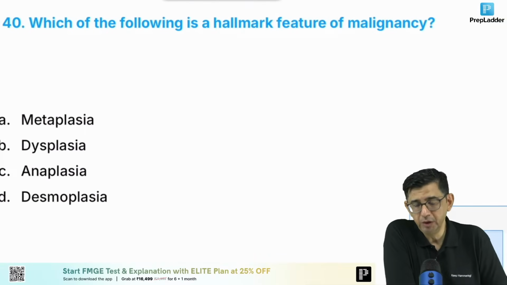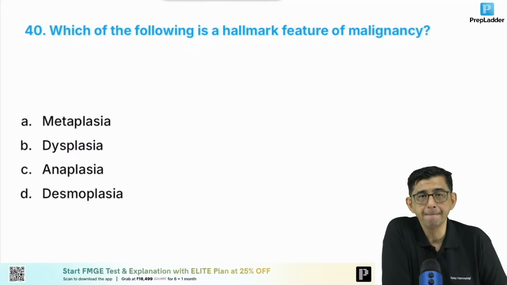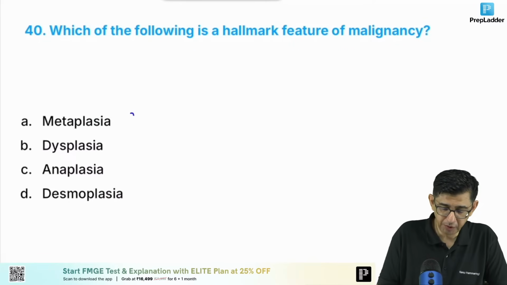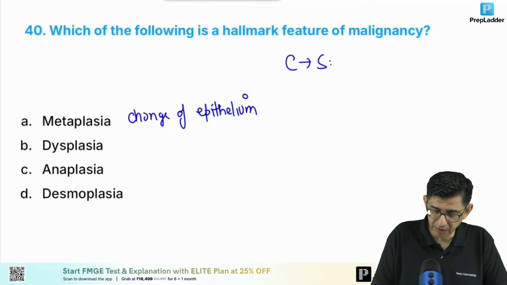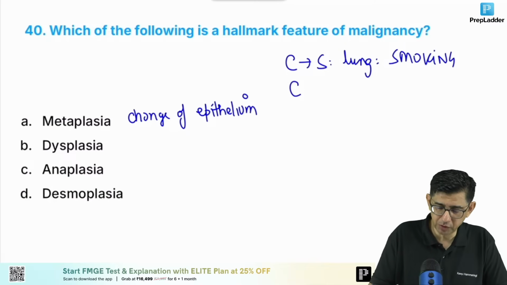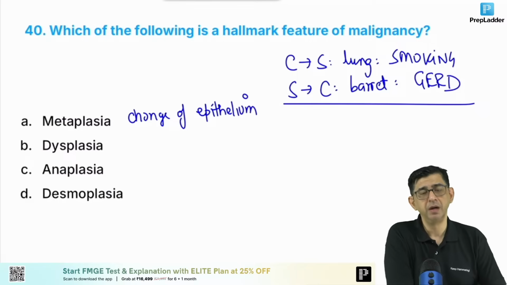Okay. Moving to the next one, which of the following is the hallmark feature of a malignancy? Metaplasia basically means change of epithelium. That can be from squamous to columnar, it can be from columnar to squamous. So either of the two can be occurring. Like columnar to squamous is in the lungs due to cigarette smoking. That was one of the questions that we discussed. And if it's squamous to columnar, then it will be Barrett's esophagus. That would be related to gastroesophageal reflux disease. That is a change of epithelium that would be happening.